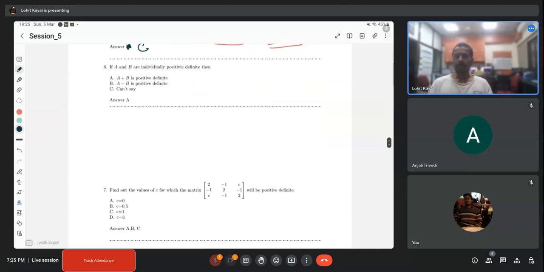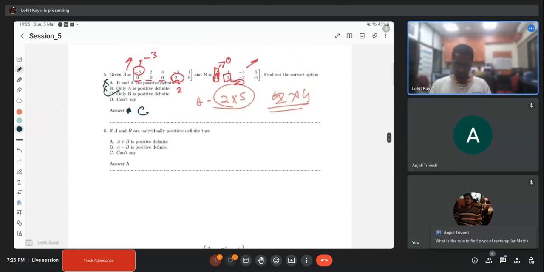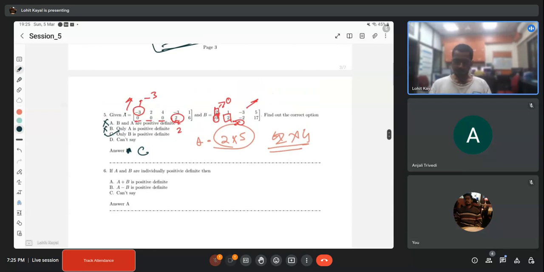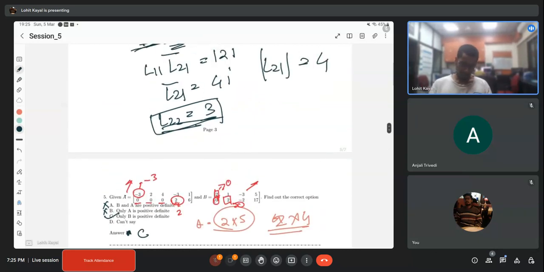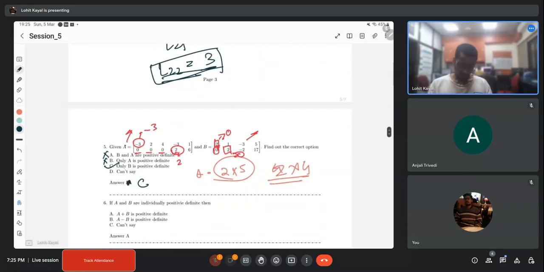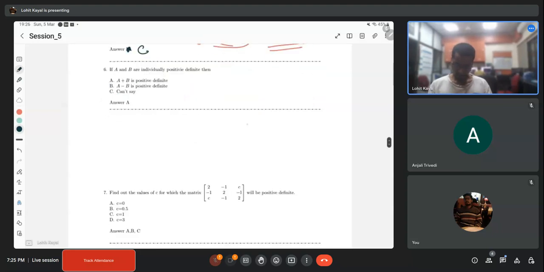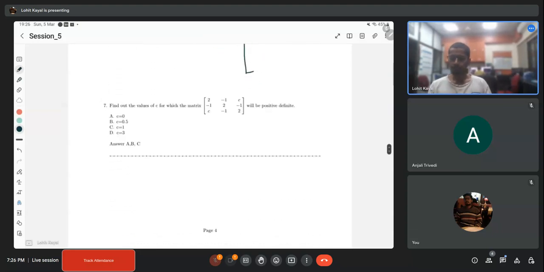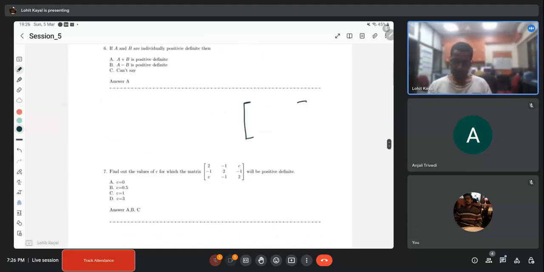All right. Now this is a small proof about finding pivots in a rectangular matrix. This is not basically any rule actually, so you just get the idea from the square matrix.